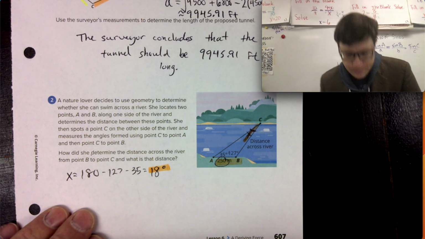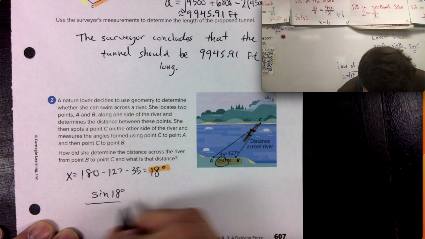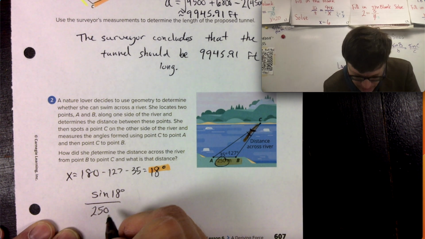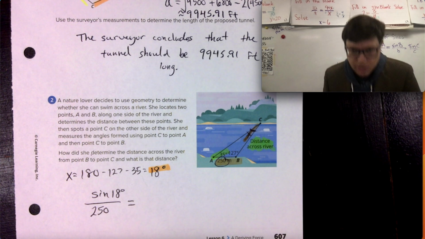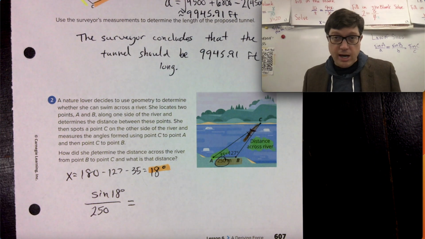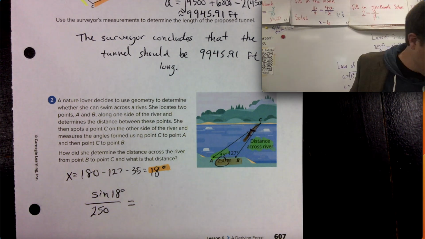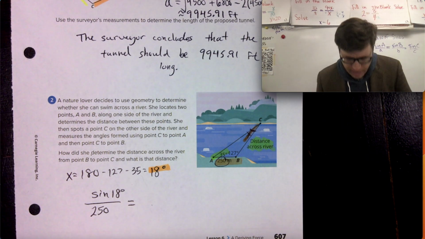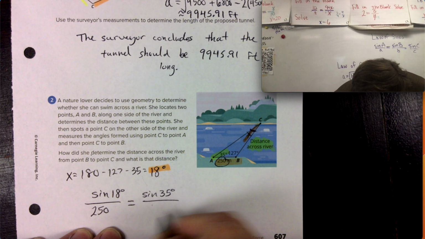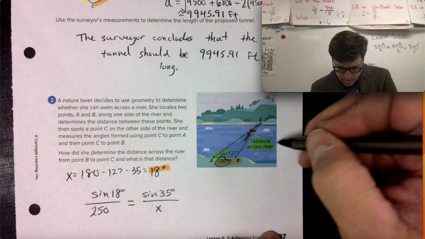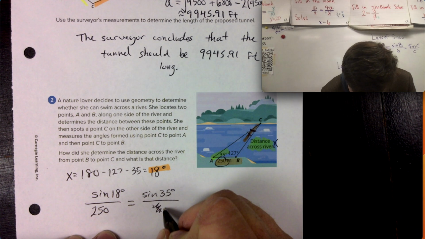Make a fraction. Sine of 18 degrees over 250 meters is equal to sine of 35 degrees over the distance across the river. Now I chose the 35 because it's also the acute angle. We do have an issue with that. We've got to be careful that we're using the acute side of it. But sine of 35 degrees over x. Now it's x because we don't know the distance across. There's too many x's. That's a y.